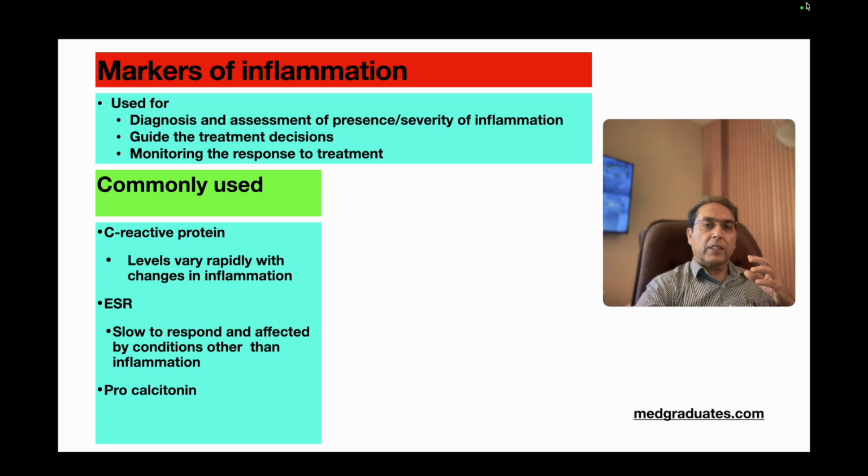And then we have procalcitonin, which is a precursor of calcitonin. This is raised in bacterial infections. So whenever there is sepsis and you're not able to decide whether this is a viral infection or bacterial infection, procalcitonin may be very helpful.